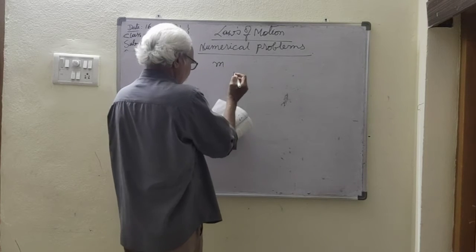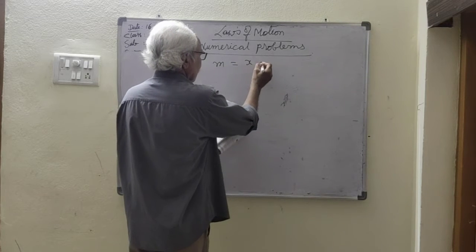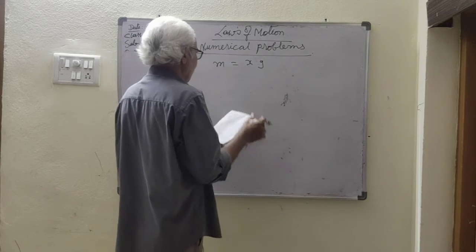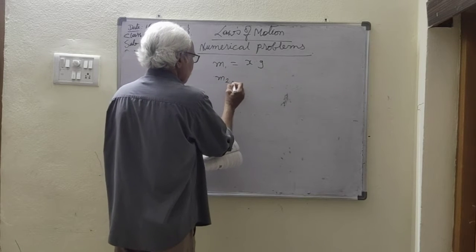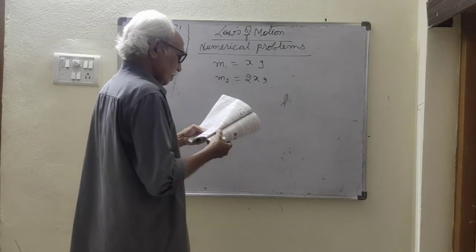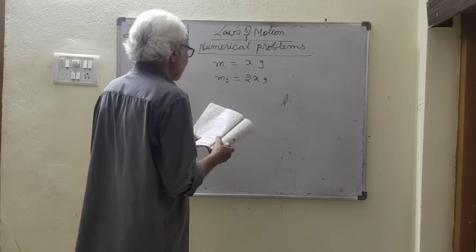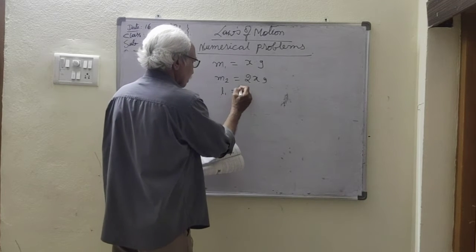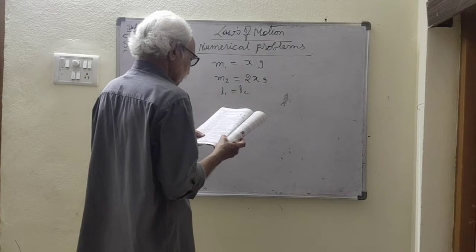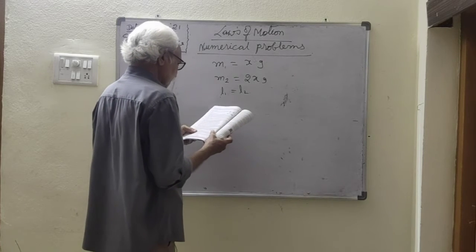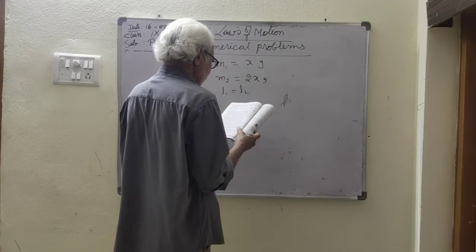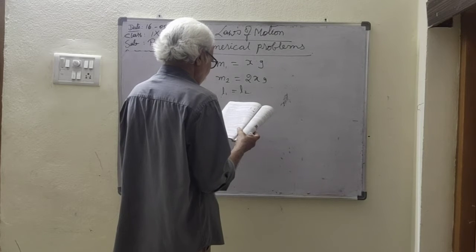So the mass of the first one is equal to x gram. Suppose another object is twice the mass, so the second object mass is equal to 2x gram. For the same length, L1 is equal to L2, length is equal. Time is also equal. Force applied is equal. What is the acceleration of the second object?